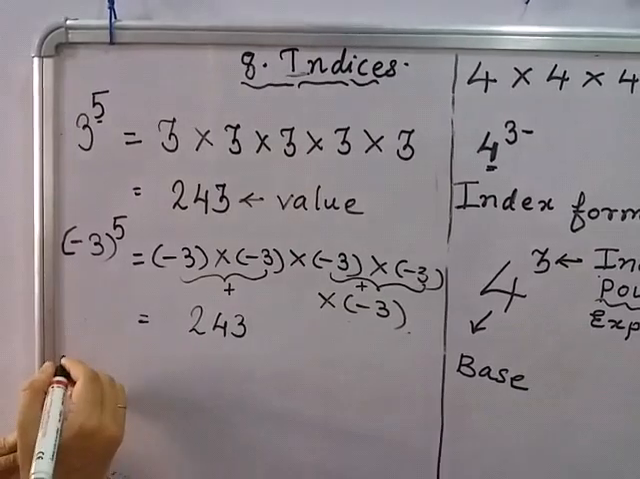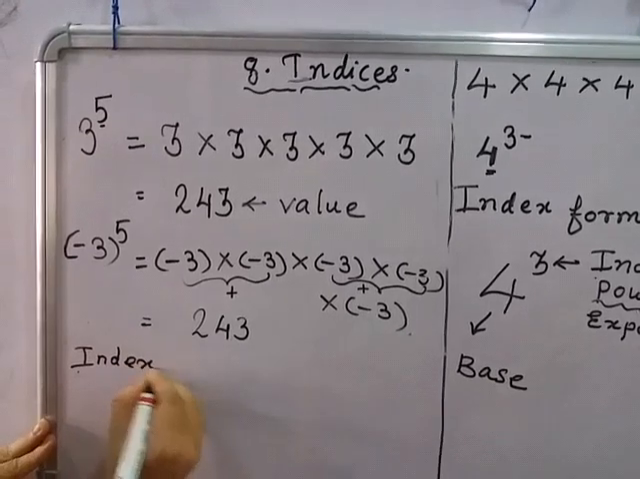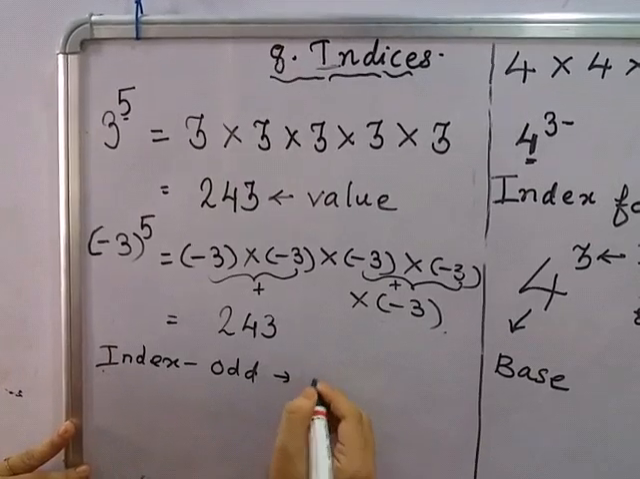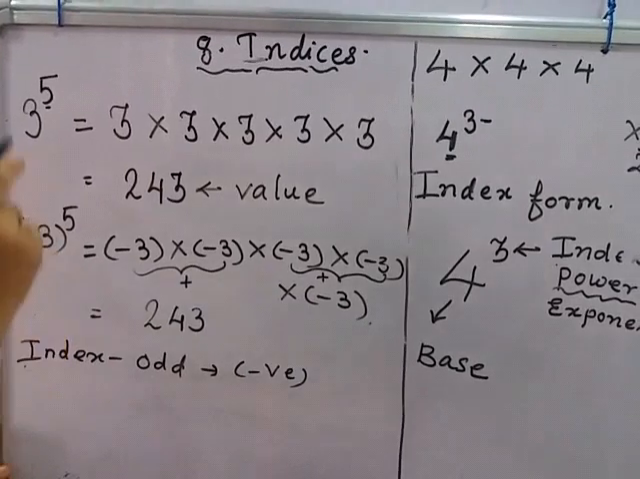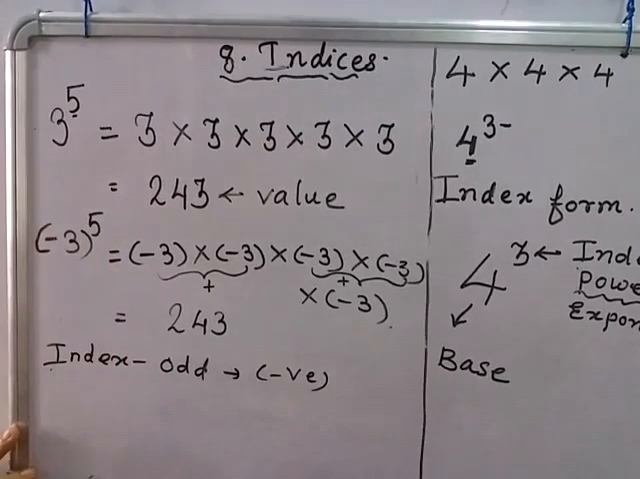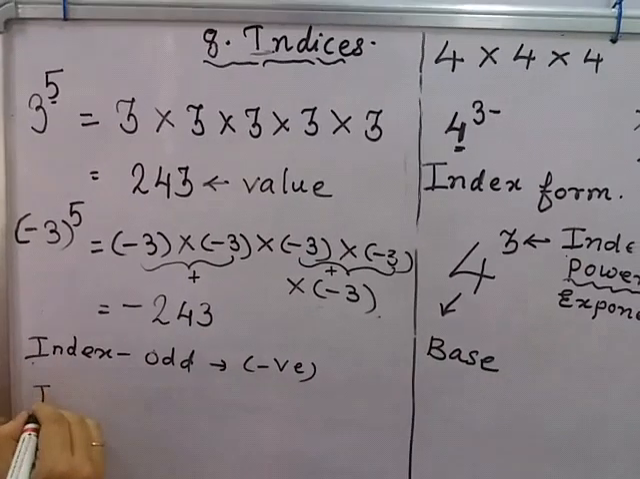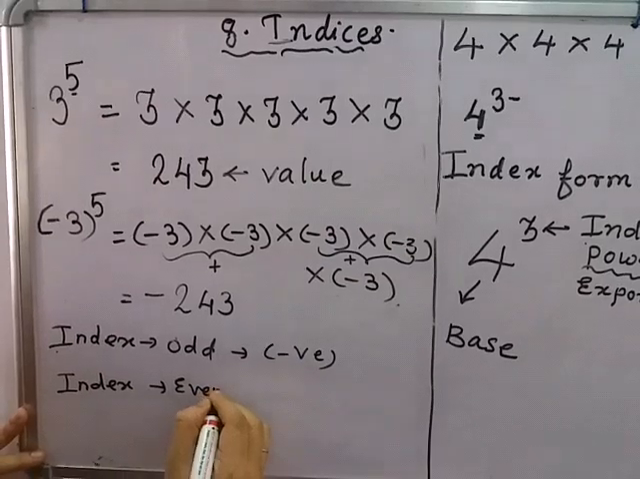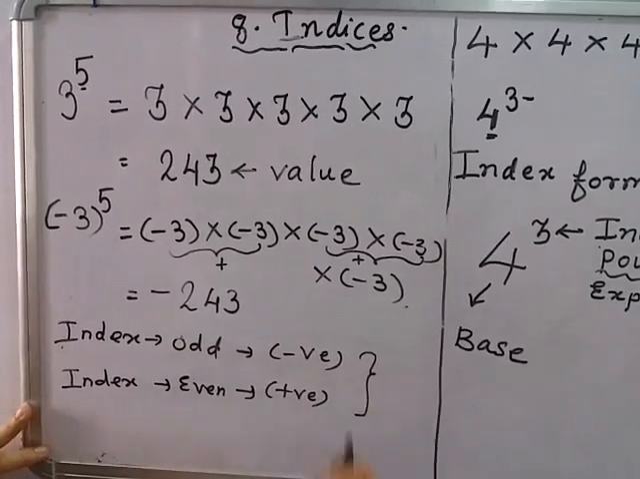So remember, if the index is an odd number, our answer is always negative. This is applicable only when the base is negative, not in case of a positive base. I repeat once again, when the index is an odd number, our answer is always negative. And when the index is an even number, the answer is positive. Students, both these points are very, very important.